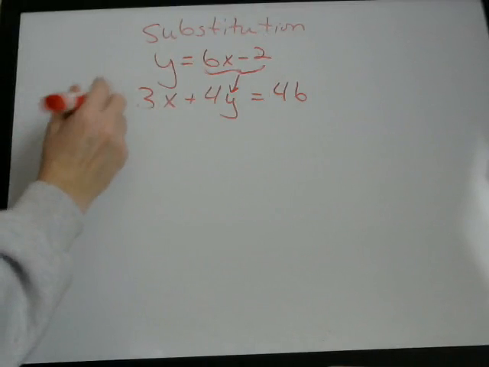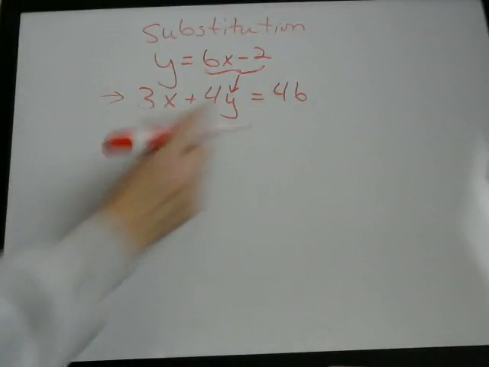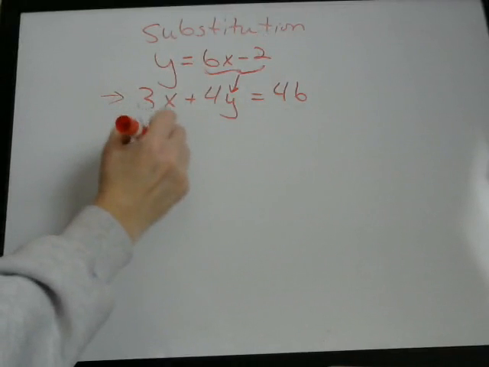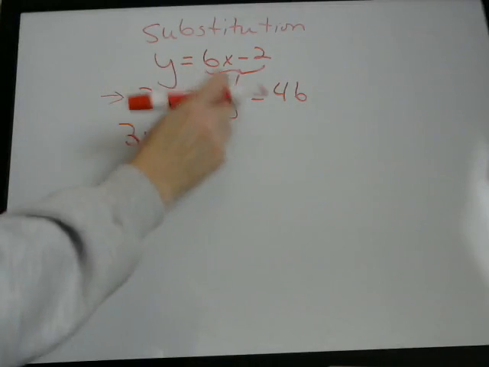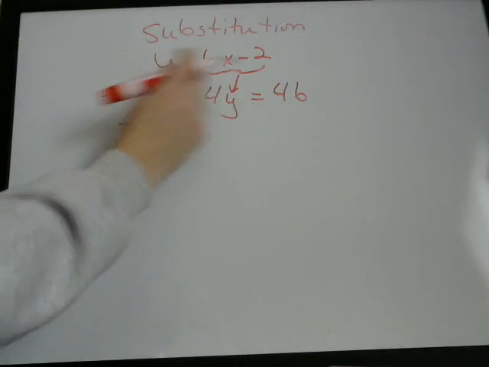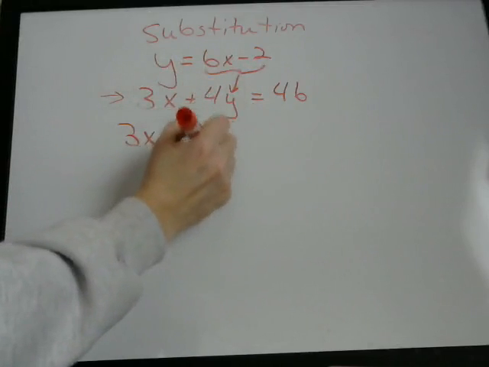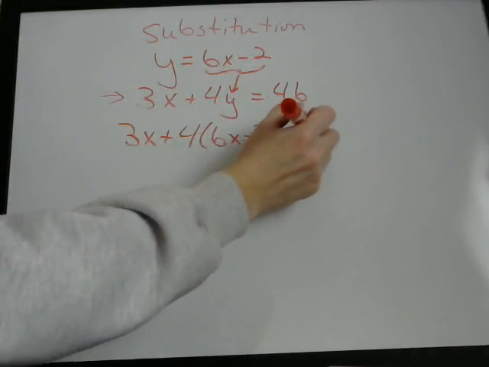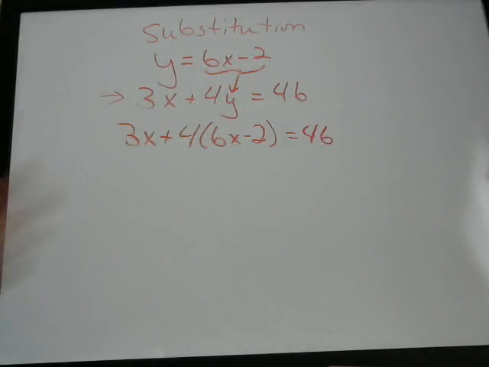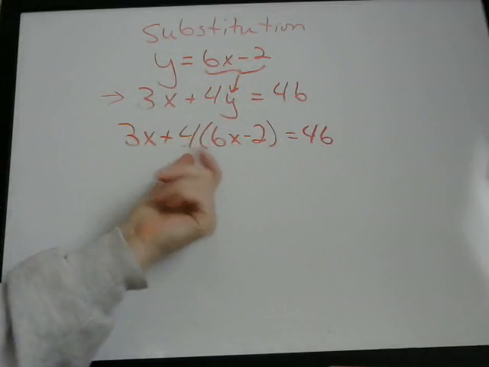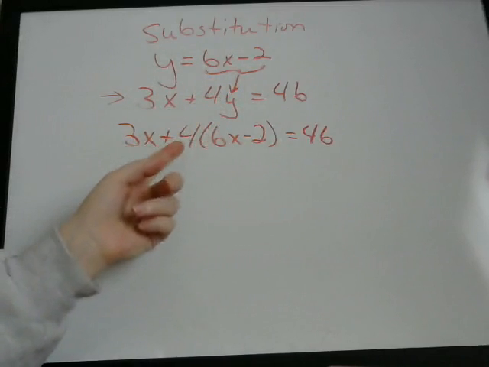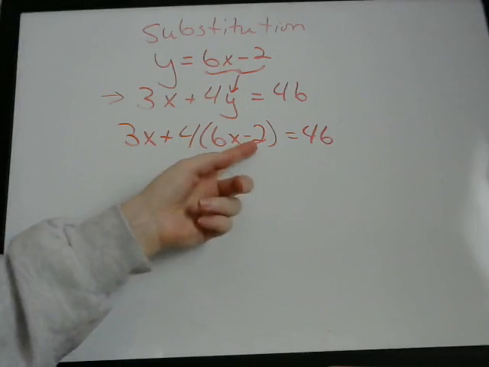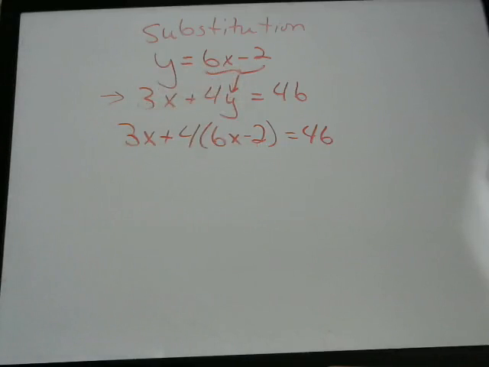So using this equation, instead of writing it like this, we're going to write 3x plus 4. Now instead of y, since y equals 6x minus 2, we're going to substitute that. Remember, when you write something in parentheses, it just means times. So this is 4 times y, so this is 4 times 6x minus 2. We've just substituted that in for y.